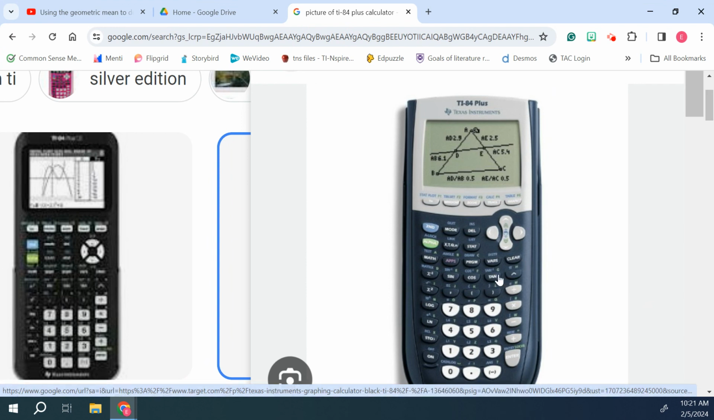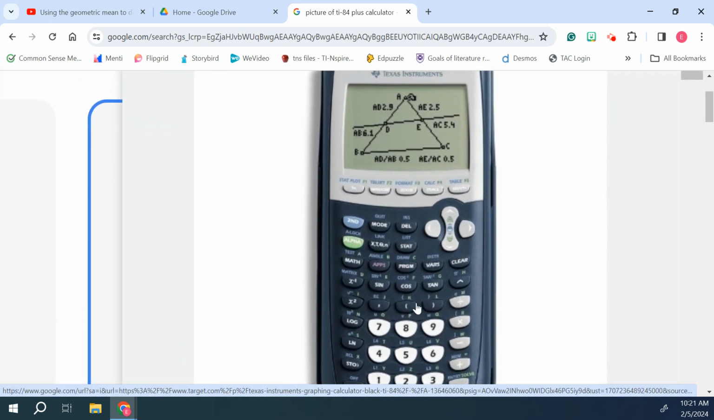All right, if you guys look right here, I'm going to make this as big as possible. Sine, cosine, tangent. You guys see that? If you look right above it, and it doesn't matter if you have an 84 or one of these 30s, right above it, you should see sine to the negative 1, cosine to the negative 1, and tangent to the negative 1.